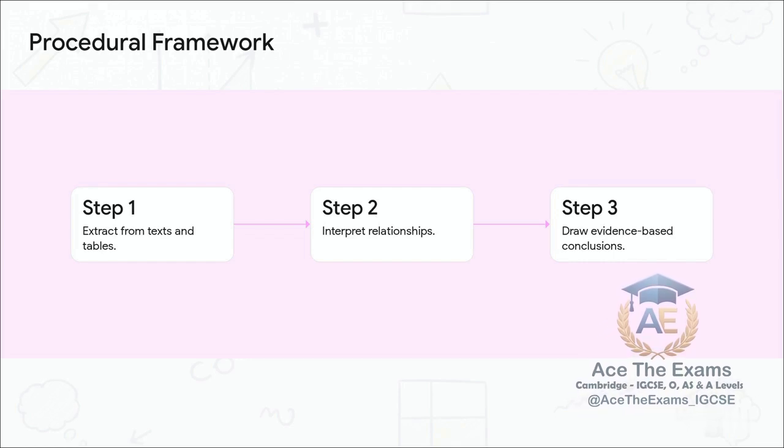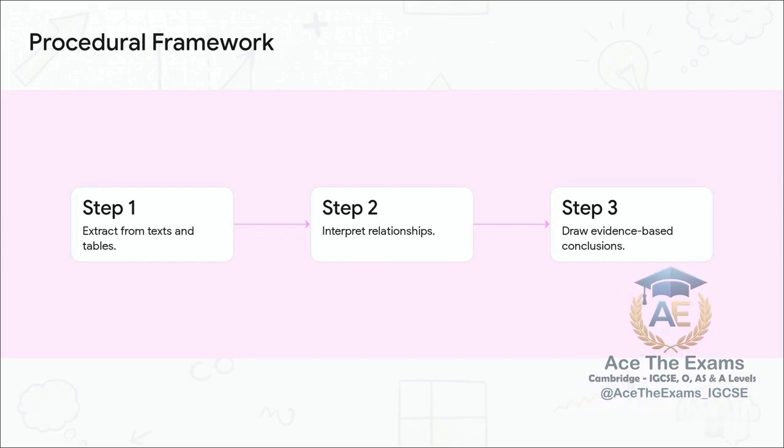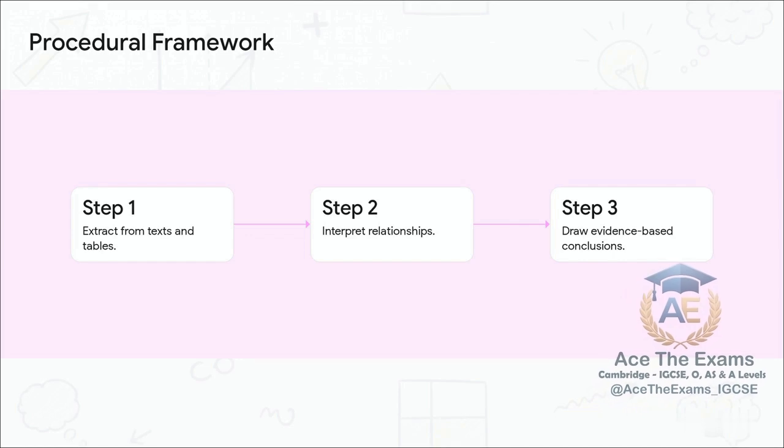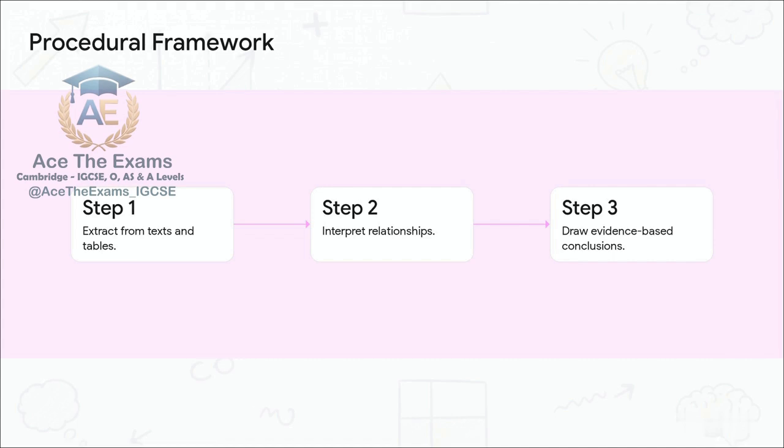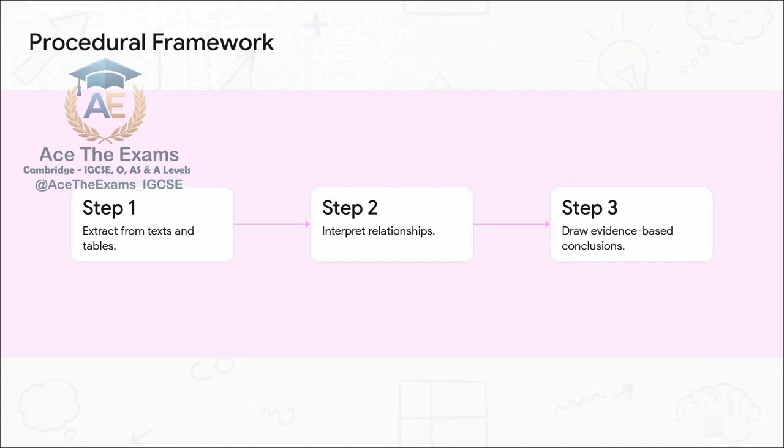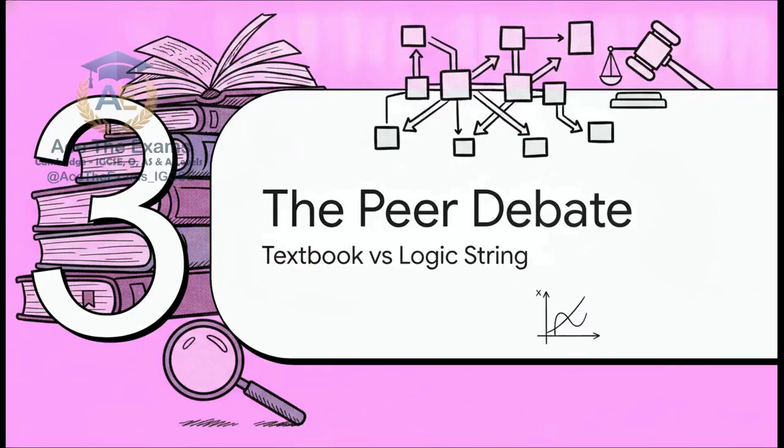The beauty of the method mark strategy is that if your forensic procedure is completely documented and logically sound, you secure almost all the points, even if a tiny careless arithmetic slip happens along the way. Process is everything. Section 3. The peer debate. Textbook versus logic string.